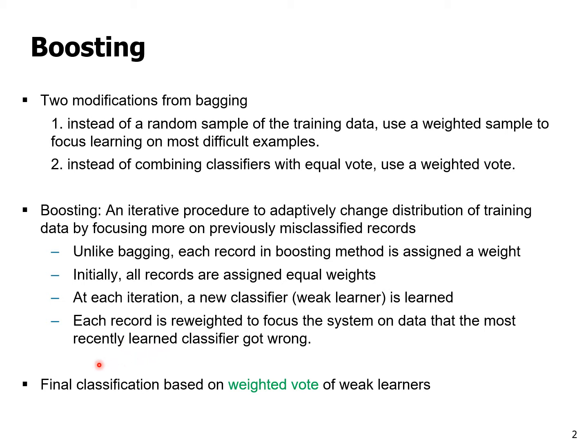And when training is done, the final classification is based on the weighted voting of weak learners. As I said, each classifier has its own weight. Because of this, we do the weighted voting of these weak learners, and the result of this voting becomes the final classification value.